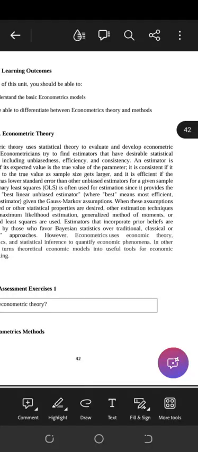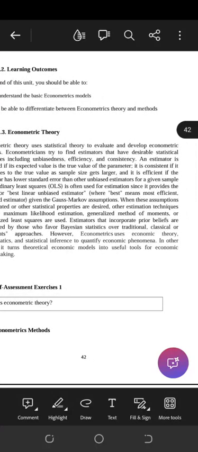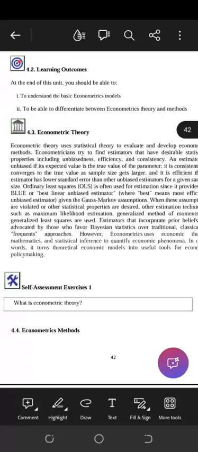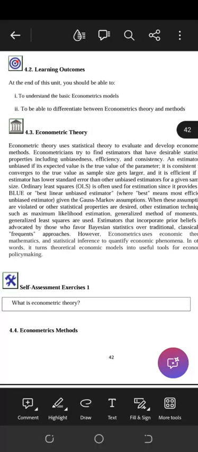It is there. The material says it is consistent if it converges to the true value as the sample size gets larger. So that's what I'm trying to explain. So like the more the sample size, the more accurately your parameter is going to be, compared to what you are supposed to have in the real world. So that is consistency.